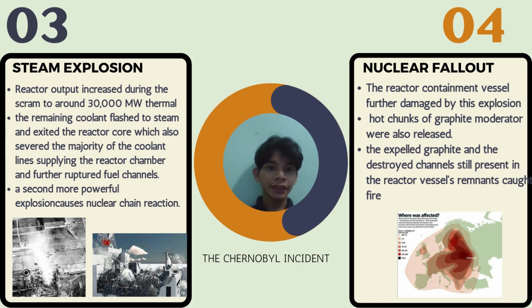This happens because the reactor containment vessel was further damaged by the explosion. Then, hot chunks of graphite moderator were also released. As a result, when exposed to air, the expelled graphite and the destroyed channels still present in the reactor vessel remnant caught fire, greatly aiding in the spread of radioactive fallout and contaminating nearby areas, which causes a lot of death and gives radiation sickness that can cause cancer.